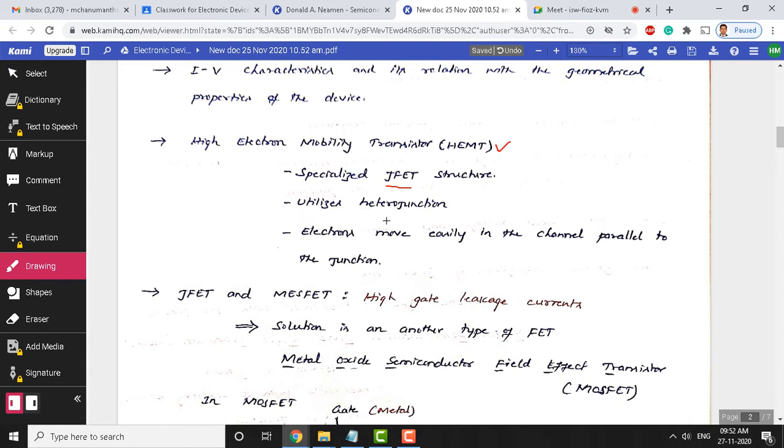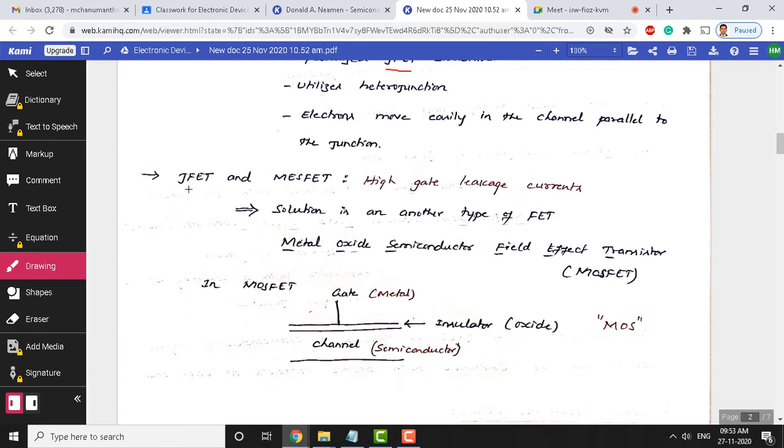This type of junction you haven't seen in diodes or PN junctions. This is a junction which has a different type of semiconductor material. So, this kind of heterojunction is utilized in the fabrication of this specialized JFET structure called HEMT. Okay. And here electron movement will take place easily in a channel which is parallel to this heterojunction. Okay. So, we do not want to go into more details of this HEMT, because this is the latest device and also it is not part of our syllabus.